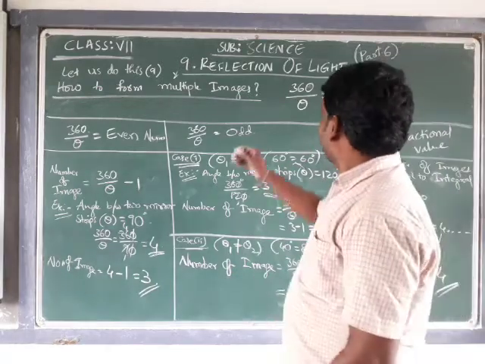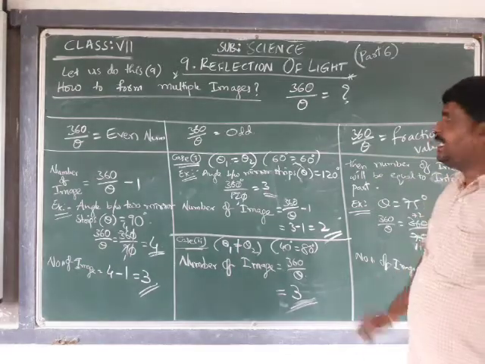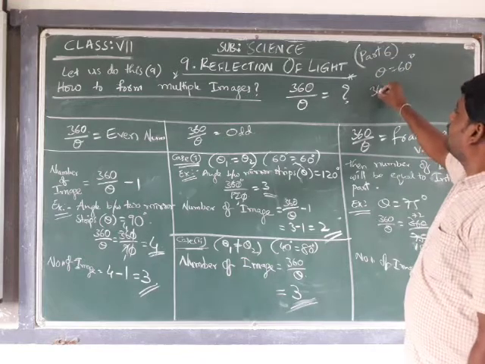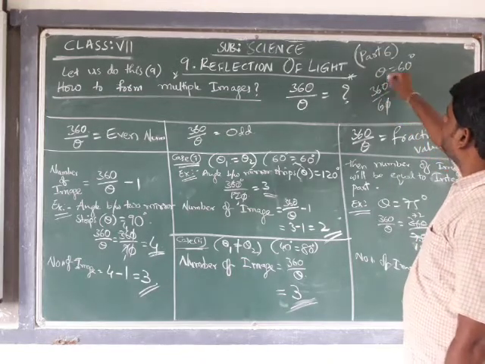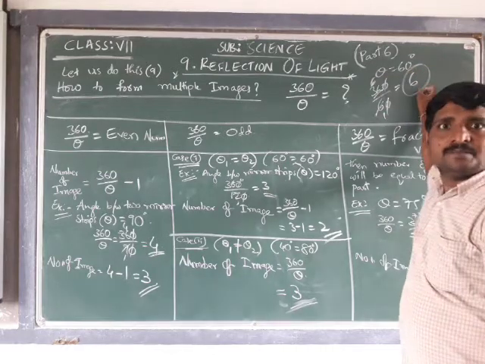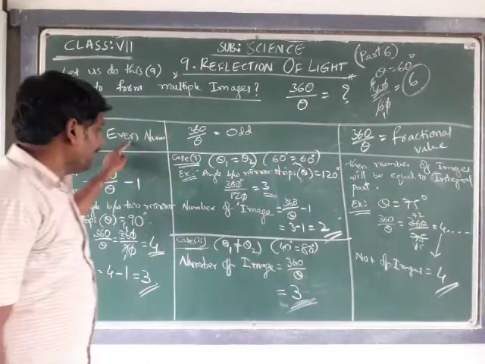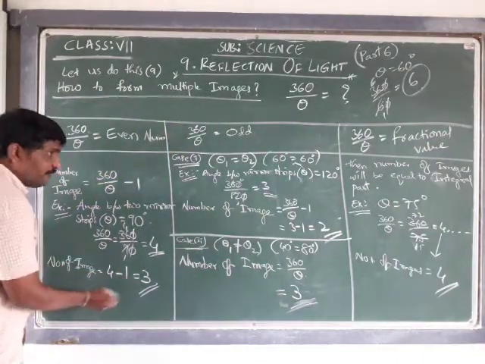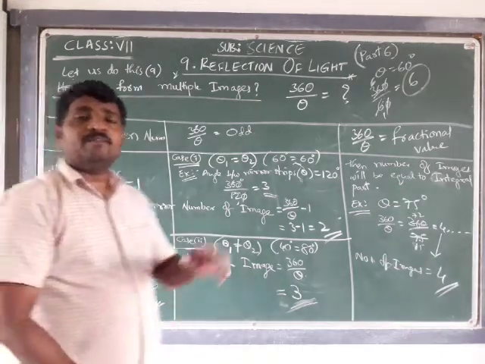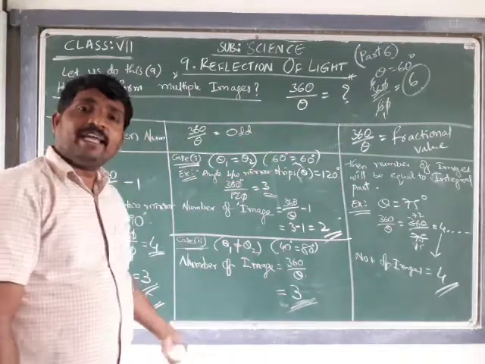For example, if the angle between the two mirror strips is 60 degrees, that is theta equal to 60 degrees, then 360 by theta is 360 by 60, which is 6. 6 is an even number. So how many images are going to form? In that case, 6 minus 1 equals 5 images. If the angle between the two mirrors is 60 degrees, then we will get 5 images.